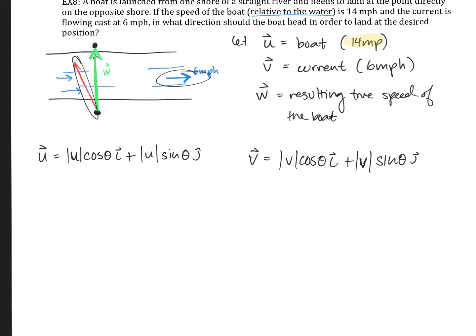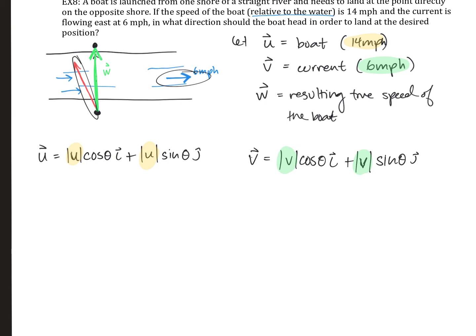Well, we know 14 miles per hour there. Oop, but that's missing an h for the miles per hour. And then the current, so the velocity, or not, sorry, the magnitude for the current is 6 miles per hour. And now let's see if we can find the theta values for each of these, or the directions for each of these.